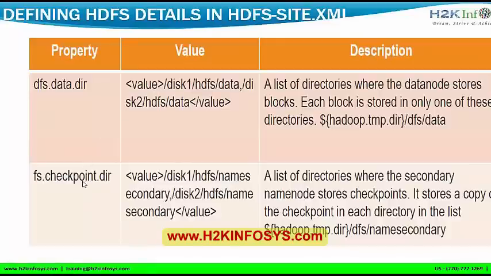fs.checkpoint.dir gives a list of directories where the secondary name node stores the checkpoints. At particular intervals, I need to copy the fsimage and edit logs from my name node to my secondary name node. So this is the location where it actually stores the values.